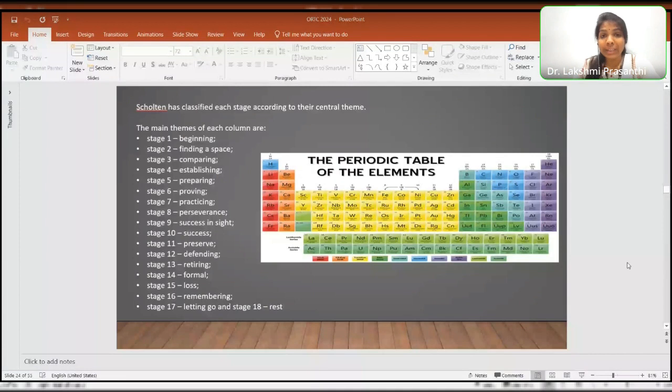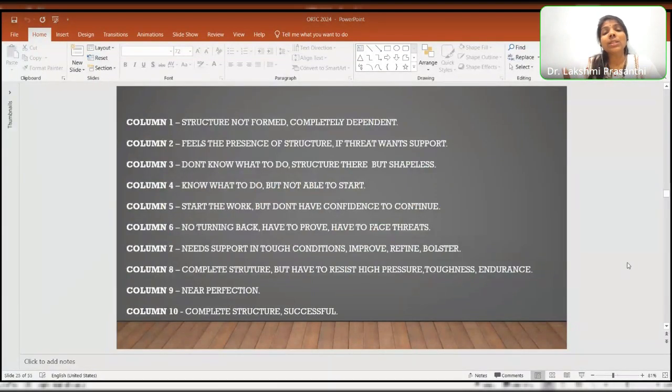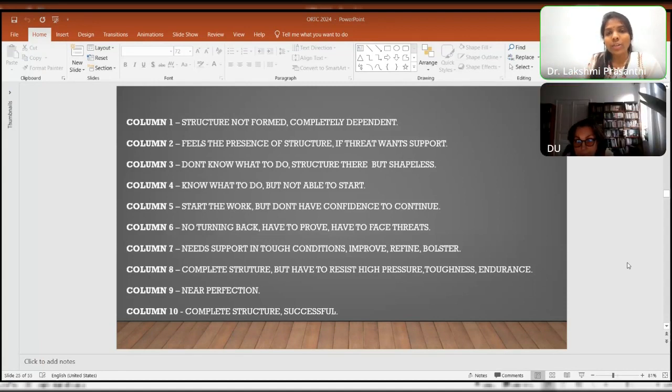How you begin the structure, where the structure is not at all formed, it is completely dependent. And from completely dependent, you go to a phase where you want some support. When you get some support, you can walk. It's like the second or third column. The second phase is like you are riding a bicycle and you need assurance that your family member or anyone is holding the bicycle and you can ride. So only when there is a threat, you need some support.